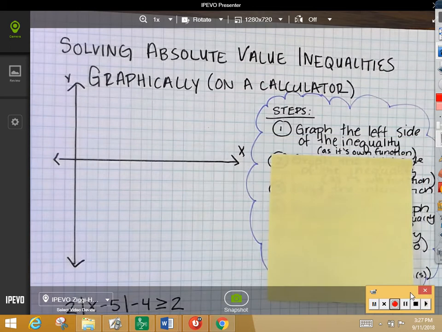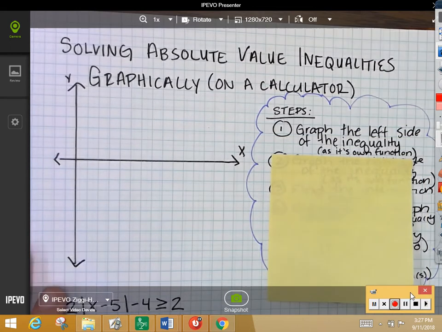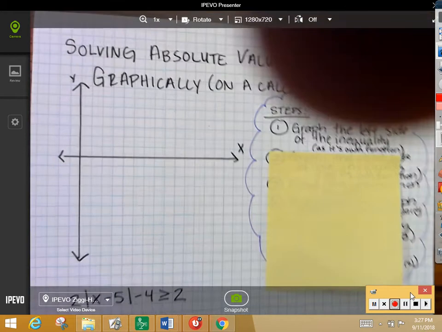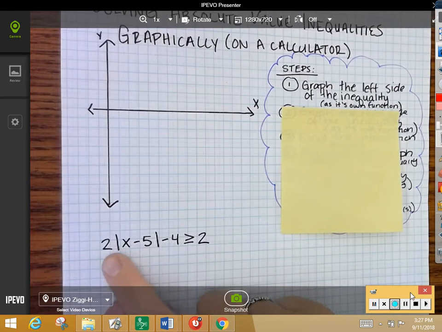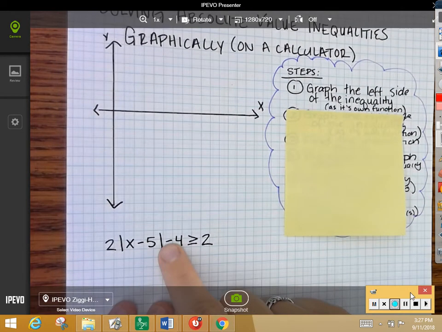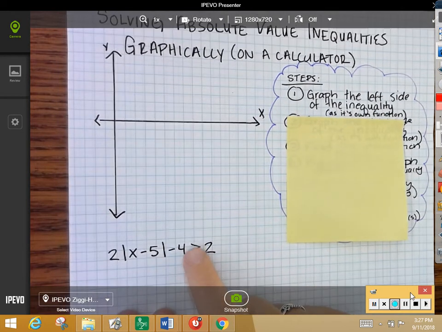All right, guys. So today we're going to solve an absolute value inequality graphically using a graphing calculator. So the problem is down here: 2 times the absolute value of x minus 5, minus 4, is greater than or equal to 2.